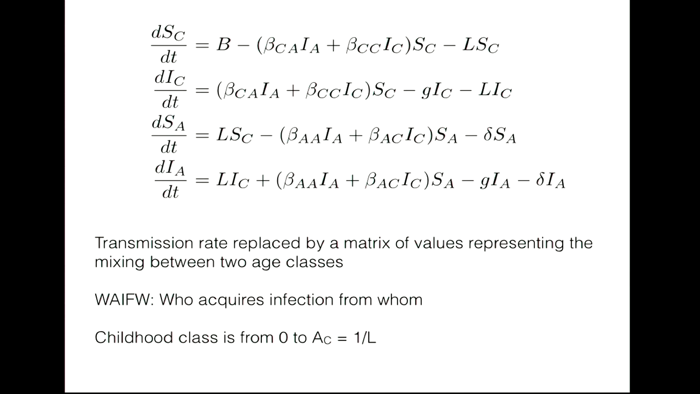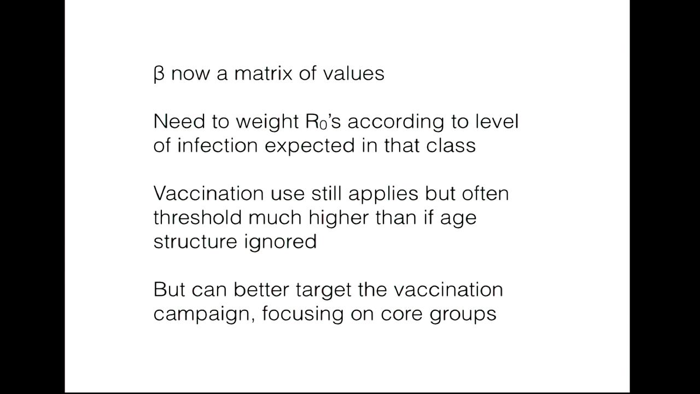And over here, if you look at the number, the childhood class is from 0 to AC, which is 1 by L, the mean age at which infection is acquired. Okay, so beta is now a matrix of values. You need to weight the R0s according to the level of exposure within that class. You can still apply the old idea that we used regarding vaccinations, but often the threshold is much higher than if you ignored the age structure, because of the propensity of children to interact with different betas with children as with adults here.